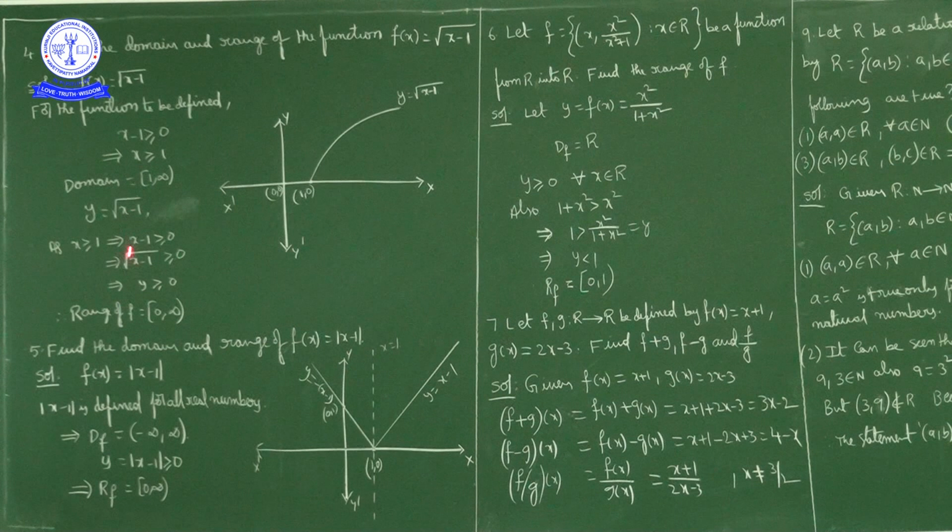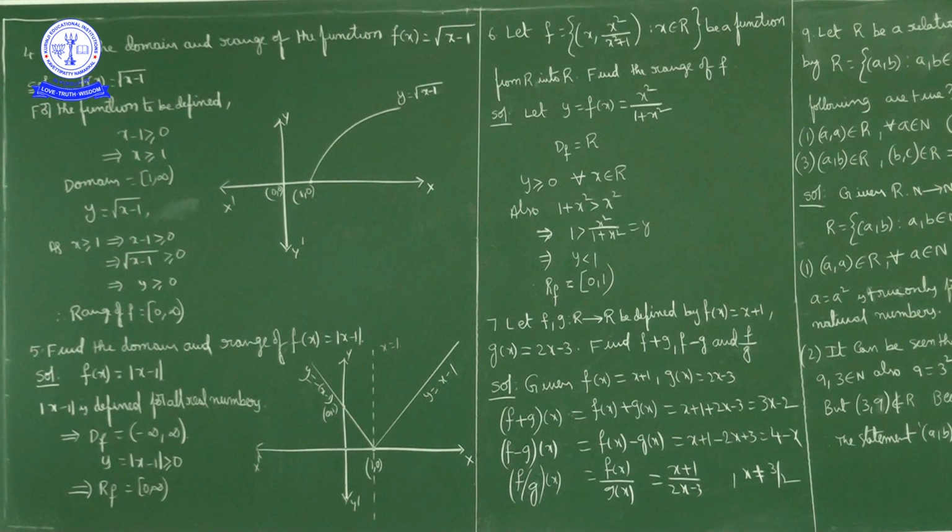So x minus 1 greater than or equal to 0 means x greater than or equal to 1. We can give x value 1 or more than 1. So the domain of the function is what? Closed interval 1 to infinity. Okay.